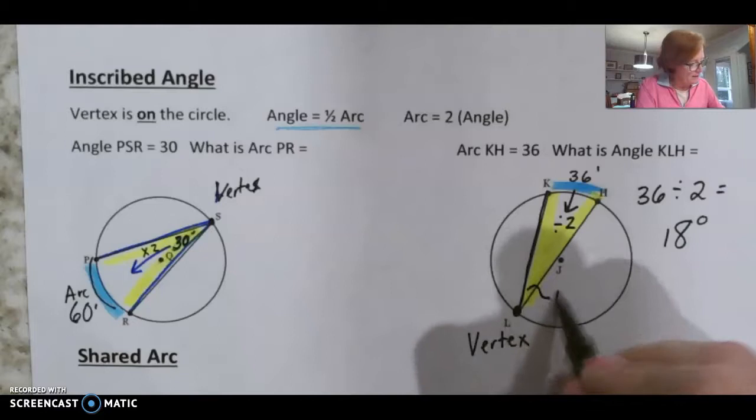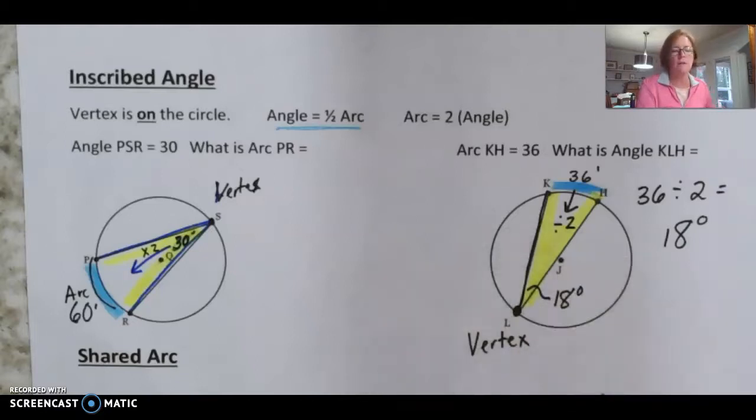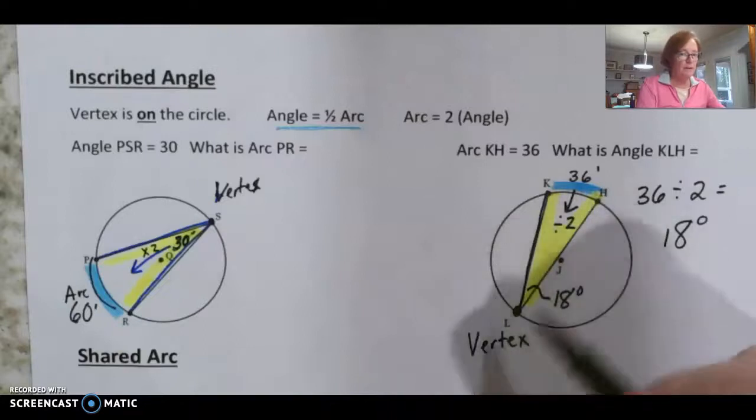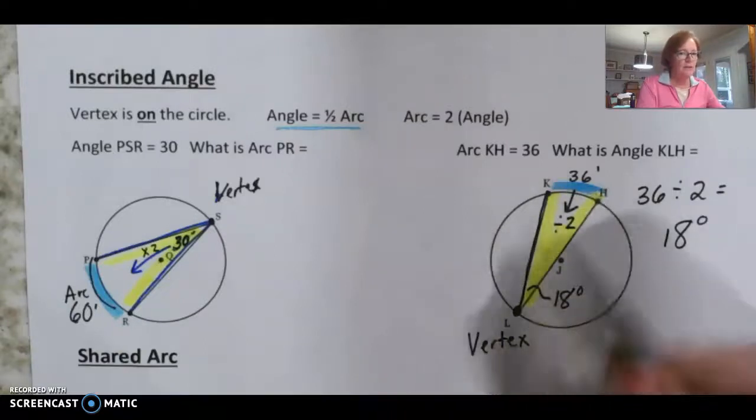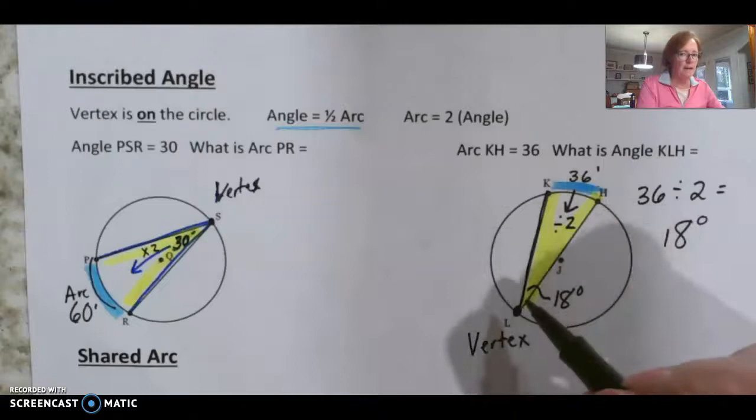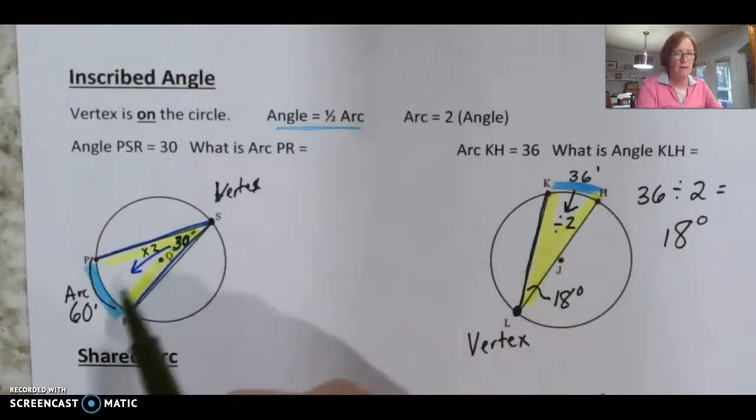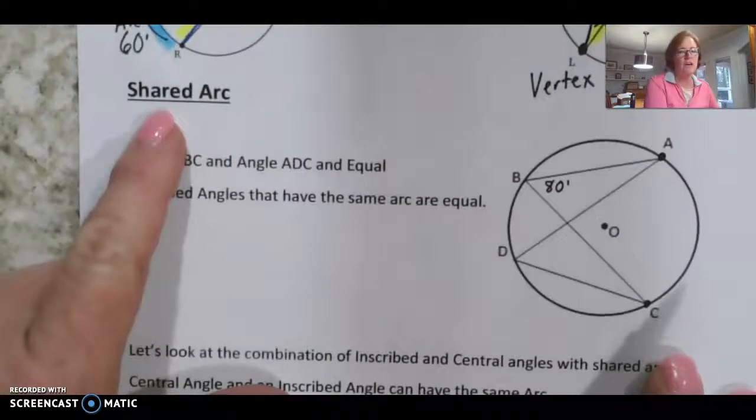And if we can't write it inside, we oftentimes make a little squiggly line. Okay, so the relationship between them is 2. If I have the arc, I'm going to divide. If I have the angle, I'm going to multiply. All right, so today's lesson is about shared arcs.